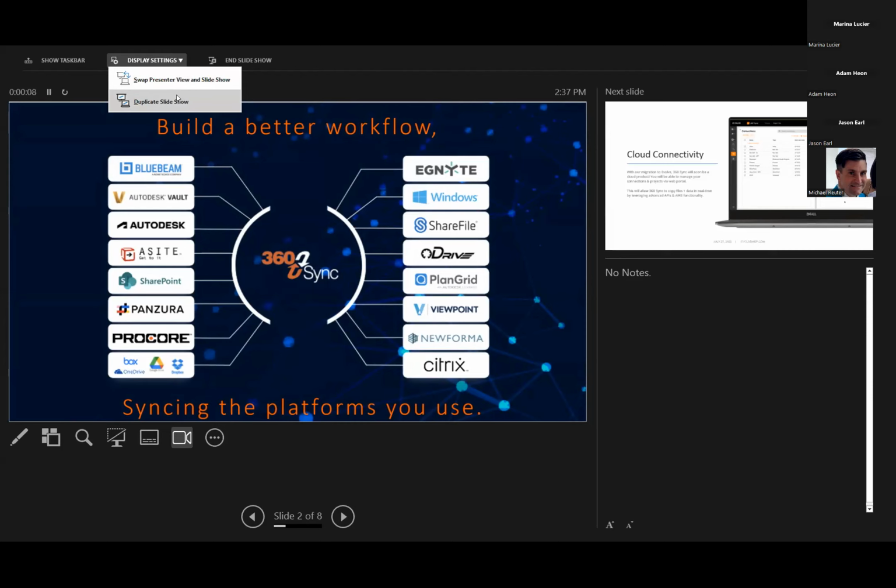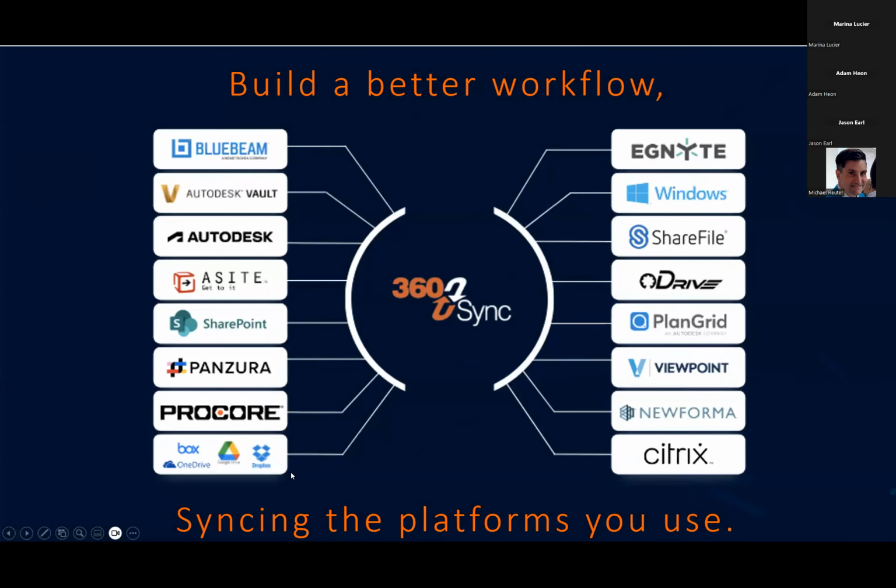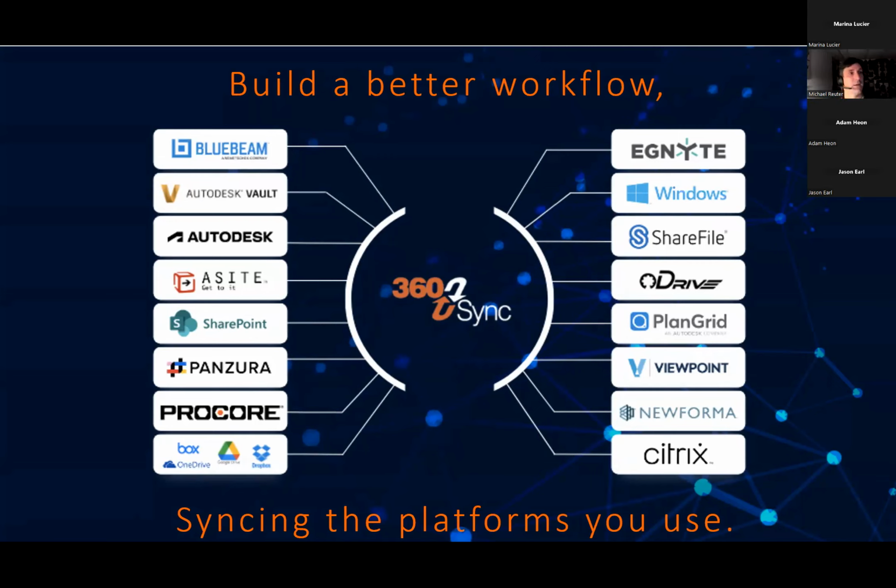So hello, everybody. My name is Michael Reuter. I am the product manager for 360 Sync. In case you don't know what 360 Sync is, basically it's just an easy to use tool that's going to let you copy files from one place to another, either automatically by clicking a button, on a schedule, automatically, or in real time. If you see all of the little icons that we see on the screen here, this is everything that 360 Sync connects to.